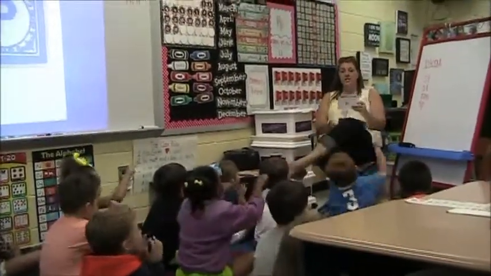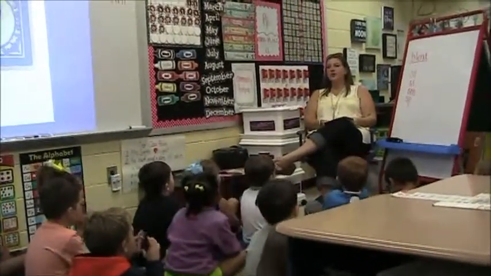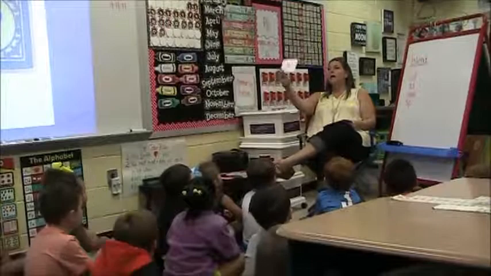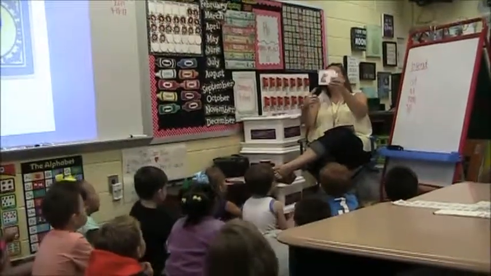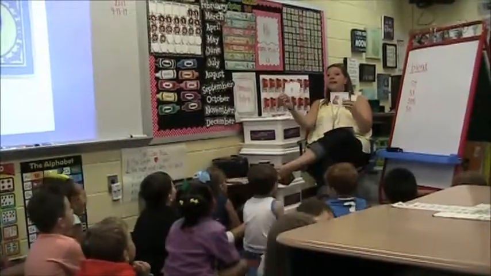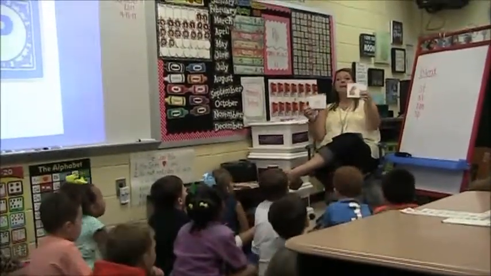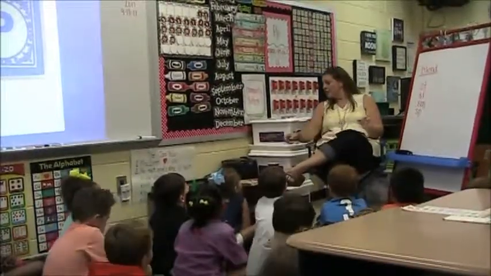All right? So here we go. Let's see who can do it. 1, 2, 3, eyes on me. P. Pig. P. Pig. Let's review the letters we've learned before P.